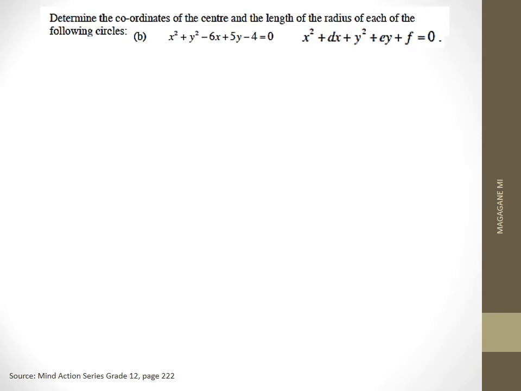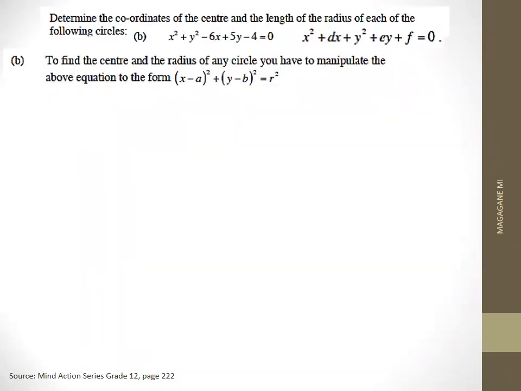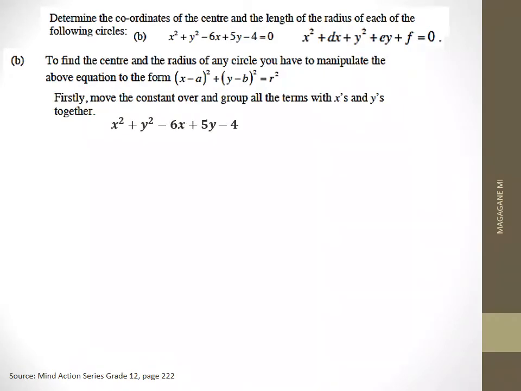So now let's look at the steps. To find the center and the radius of any circle, we have to manipulate the above equation to the form x minus a all squared plus y minus b all squared equals r squared. So the first step, we must take the constant to the other side, which is to the right. We have x squared plus y squared minus 6x plus 5y minus 4 equals 0. Our constant here is minus 4. So we must take minus 4 to the right. It is negative, so when we take it to the other side, it becomes positive. Then we have x squared plus y squared minus 6x plus 5y equals 4.